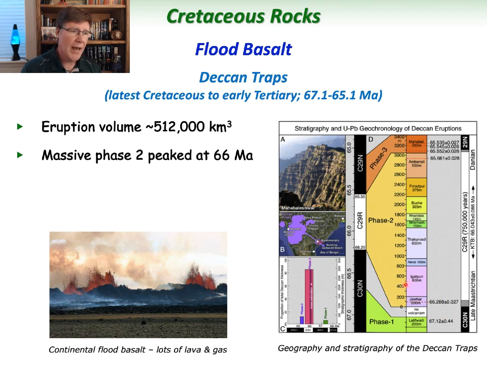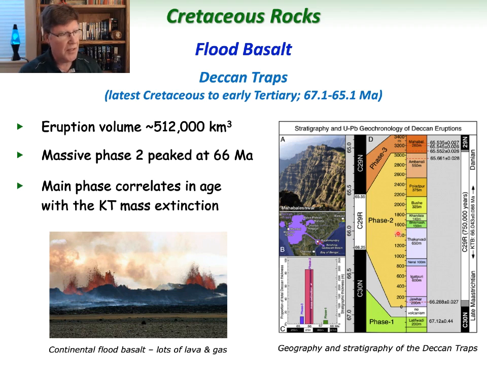And the whole point of that is to link these eruptions with the KT mass extinction, which occurred right here. So a massive phase 2 eruption really peaked at 66, and it's this main phase which correlates very nicely with the KT mass extinction, which is the fifth and final of the big five mass extinctions of the Phanerozoic.